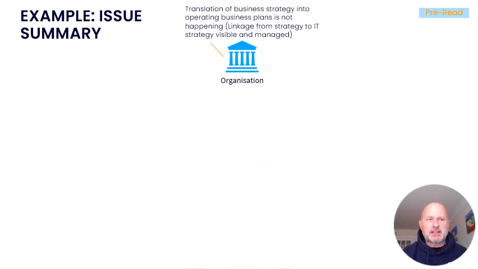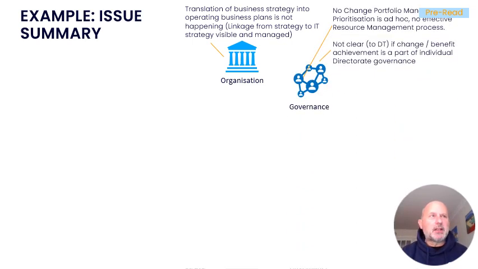And we've used, in this example, the components-based approach. So we've surmised, out of all of the inputs we've had, the issues we've heard related to organization. So one here: translation of business strategy into operating business plans is not happening. There's a linkage to IT strategy, but not through the business units. So that's an issue. It's an organization issue with strategy connection. I'll just pick off another one.